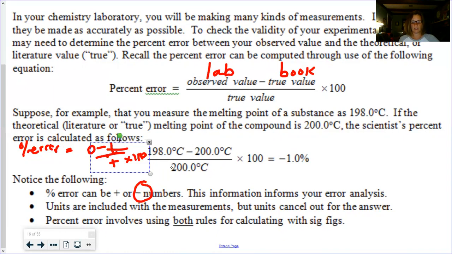We include units with the measurements. You can see I have degrees Celsius there. But when we get to our final answer, of course, the unit is a percentage, so all of that drops out when we do the calculation. And the kicker here, the challenging part where people sometimes make a mistake, is that percent error involves both rules for calculating sig figs. We're going to use our addition and subtraction rule, and then we're also going to use our multiplication and division rule, and we're going to do it stepwise.